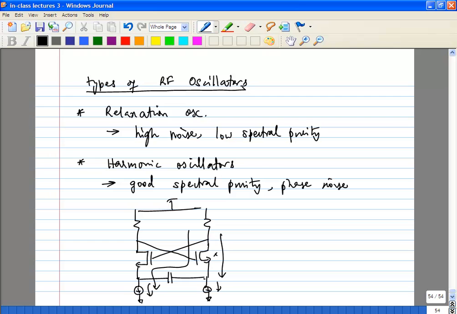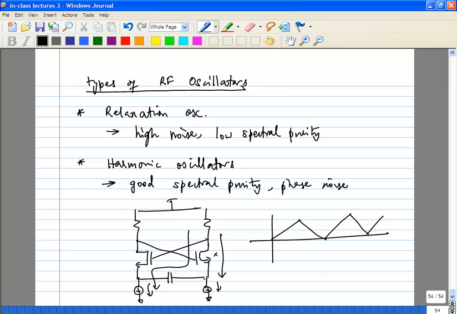Okay, so the capacitor gets charged in one direction. In the other half cycle the current flows through the capacitor in the opposite direction, and it's a constant current charging the capacitor. So if you look at the voltage across the capacitor, it looks like a triangular wave, and if you actually look at the output, it looks like a square wave. This is one example of a relaxation oscillator.